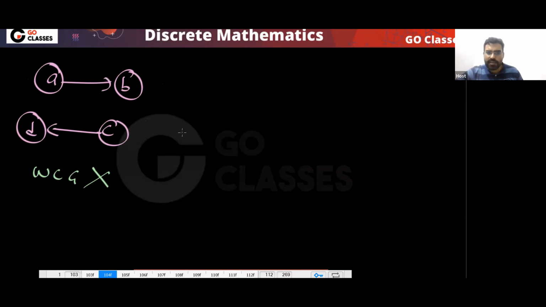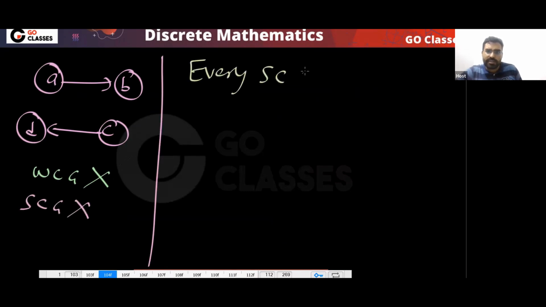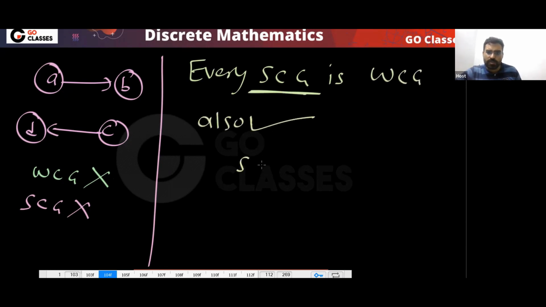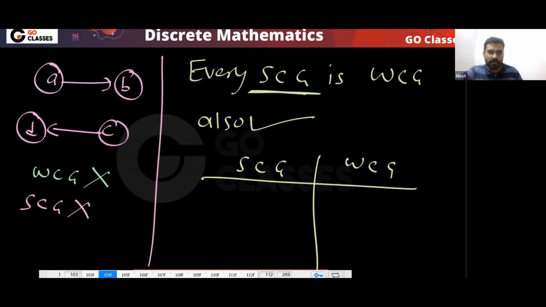The underlying undirected graph is disconnected. So this is not a weakly connected graph. This is not a strongly connected graph also. You can notice every strongly connected graph is a weakly connected graph also. Yes or no? Every strongly connected graph is a weakly connected graph also. So these categories are possible.